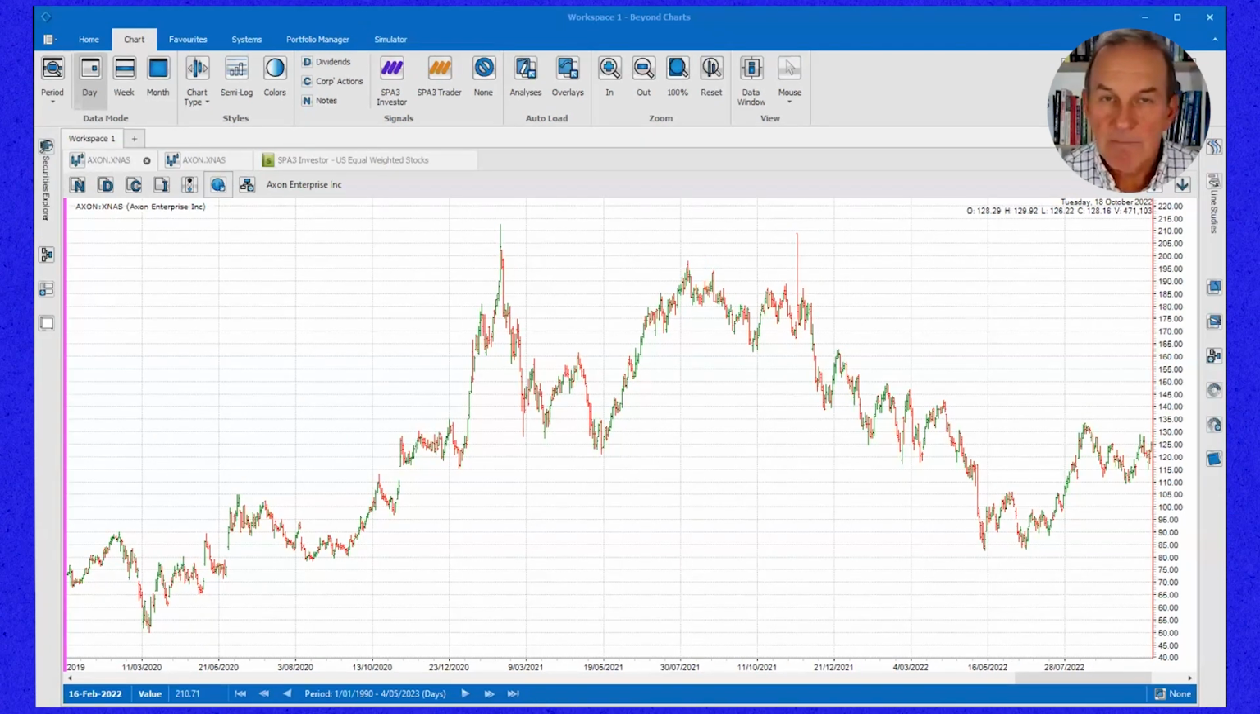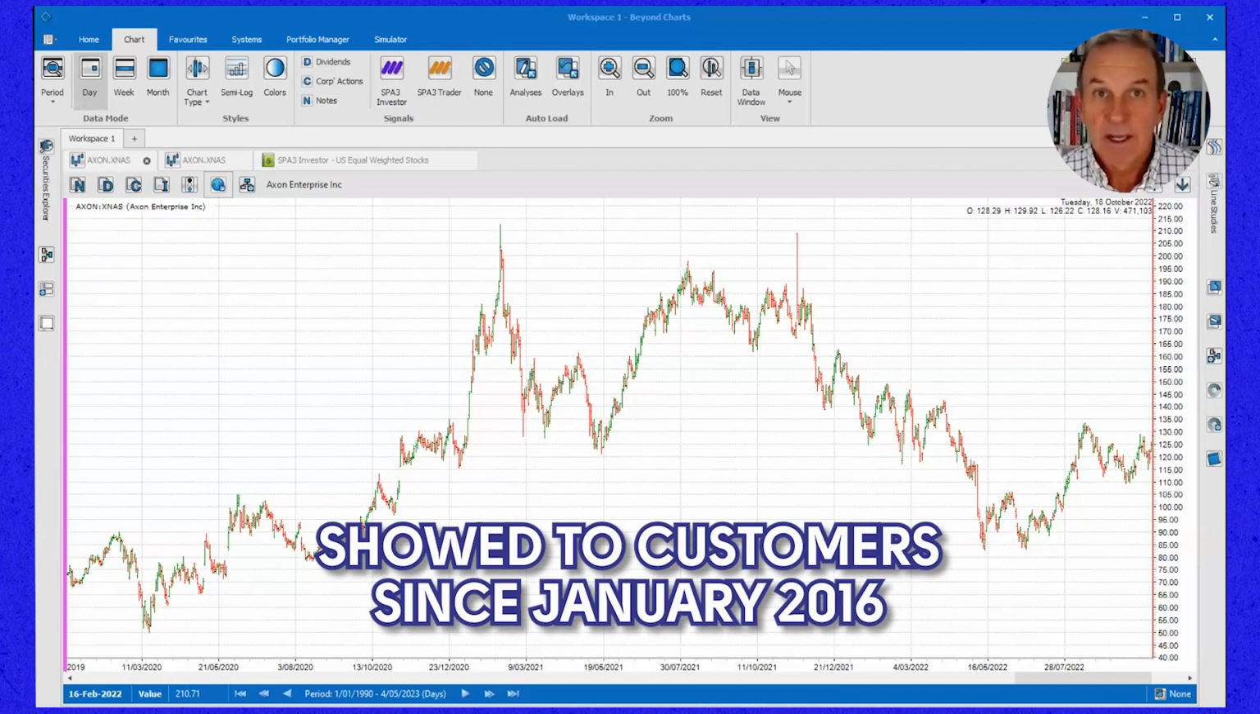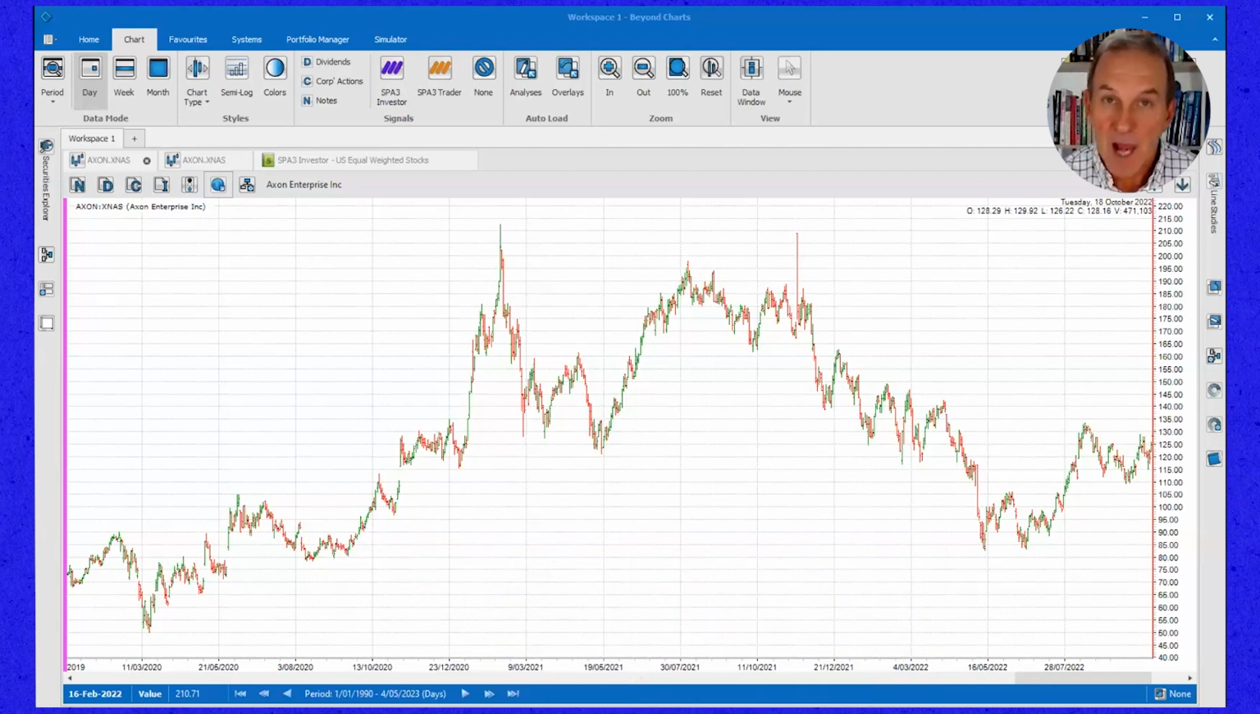This is a trade, a historical trade that was done in a public portfolio that I manage. And it's public because I have been showing our customers since January 2016 the live trades that we do, the real money trades that we do. And we are often faced with a blank chart like this. And there it is, 18th October. Now, would you get into this trade? And what evidence would you use to get in?